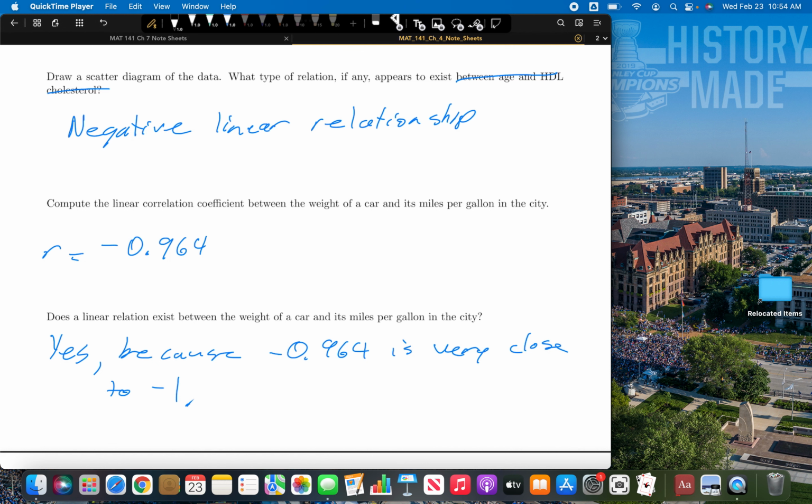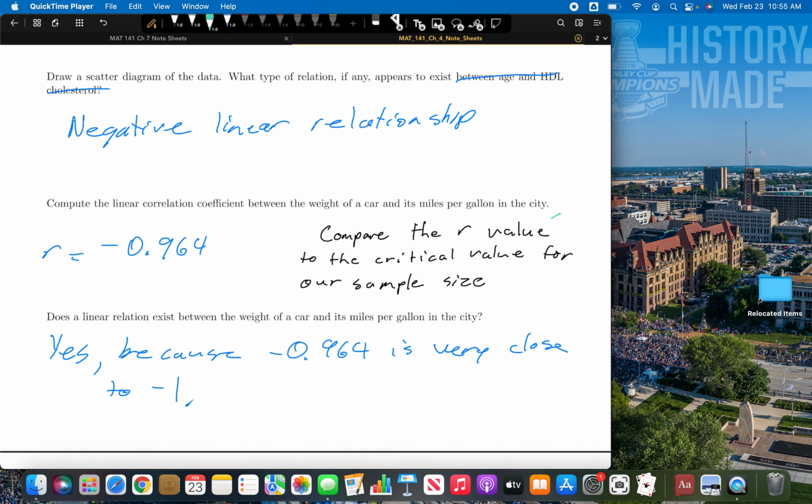So what we're going to do is compare the R value to the critical value for our sample size. And the critical value can be found in chapter 7 in your video notebook on page 155. Okay, so that's what we're going to take a look at.